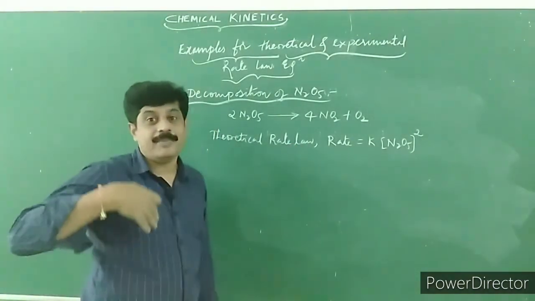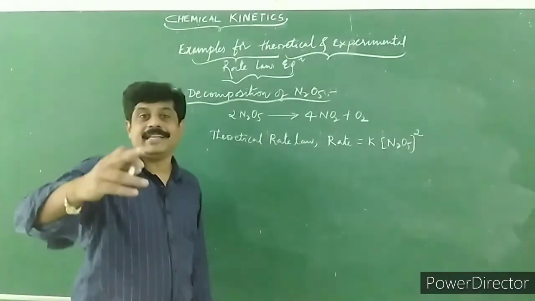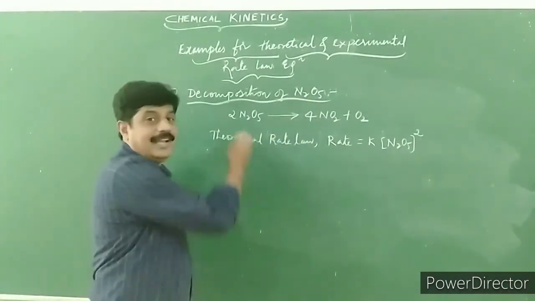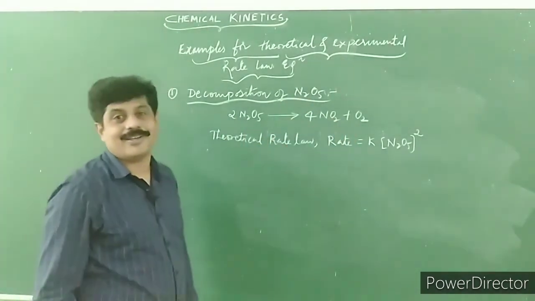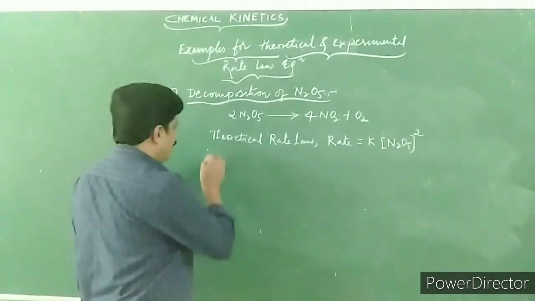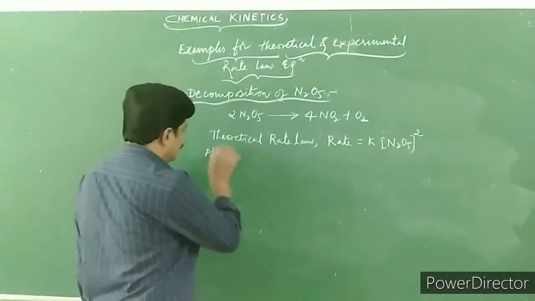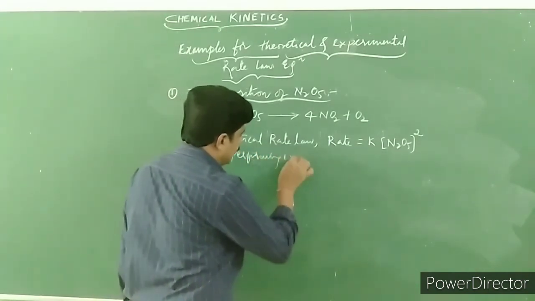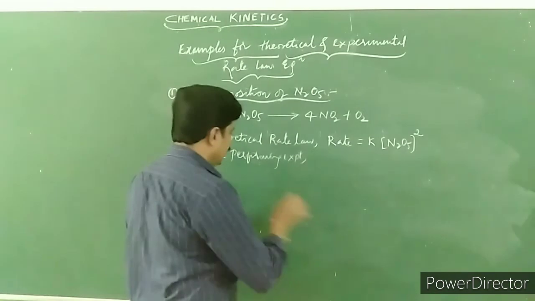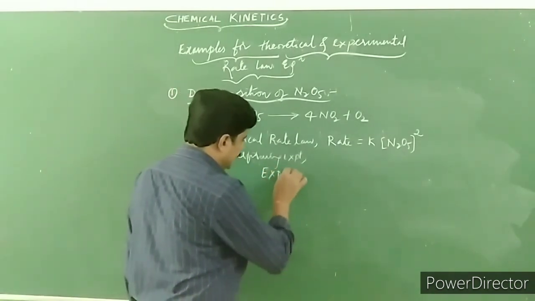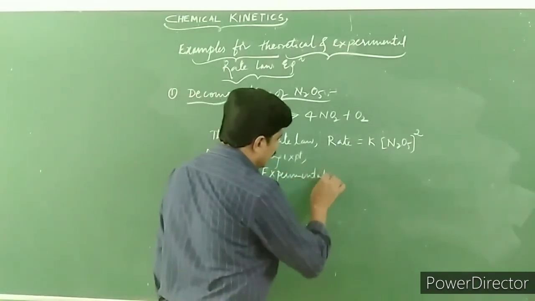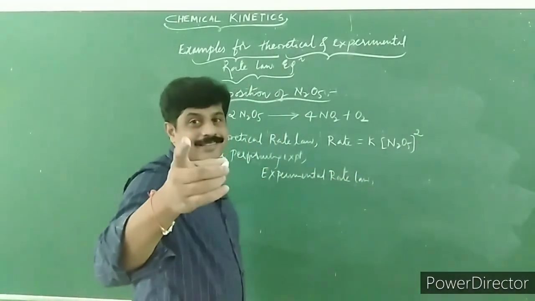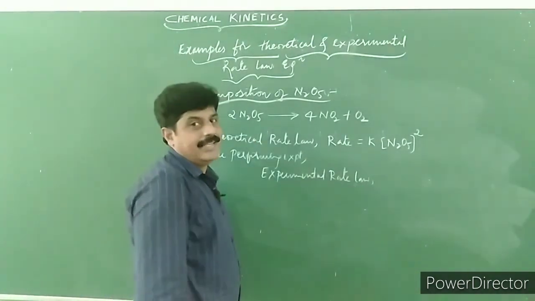Imagine after performing an experiment, the rate is directly proportional to the single concentration of N2O5 instead of twice or the square. After performing the experiment, how do I write that? That will be the experimental rate law, is it not? That means the numerical coefficient you are going to obtain after conducting the experiment.